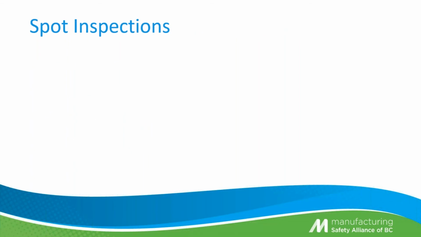To break them down, spot inspections: this may be a management or supervisor inspection when they go out on the floor. With smaller companies, a lot of times management or owners will do a walk around and they just want to know where they are in the process of what's being done that day. This would be considered a spot inspection.